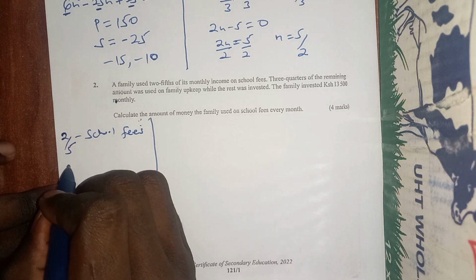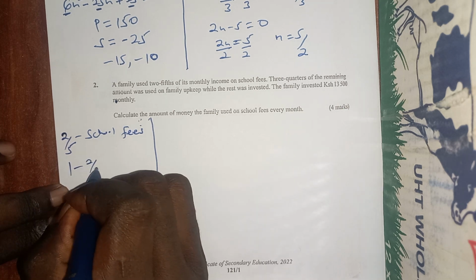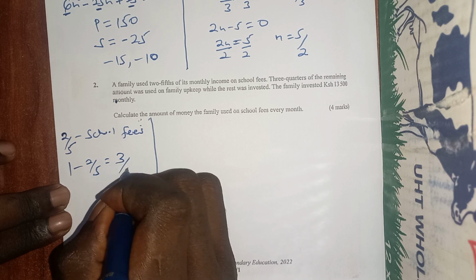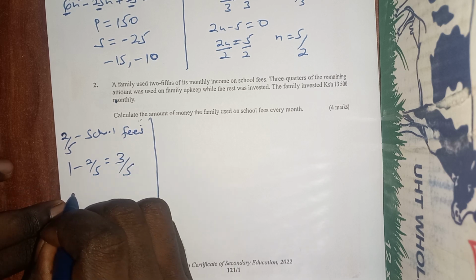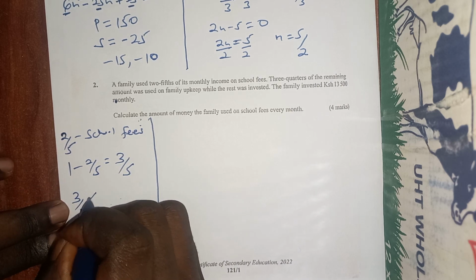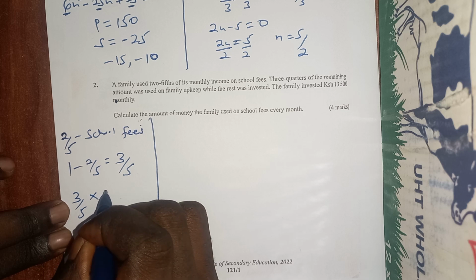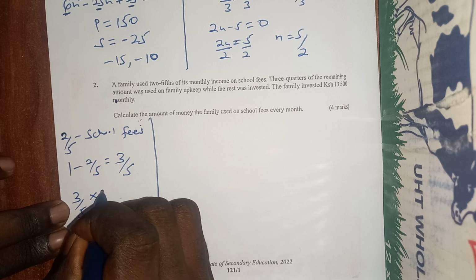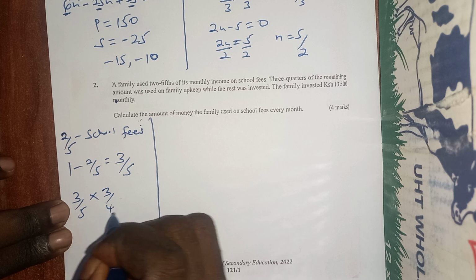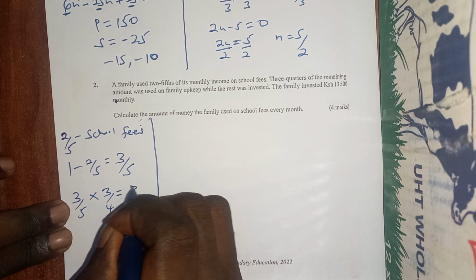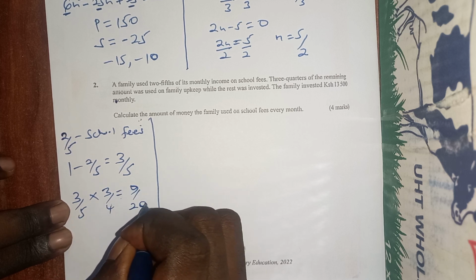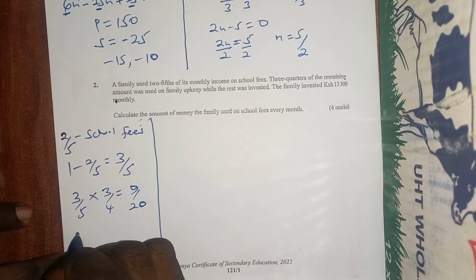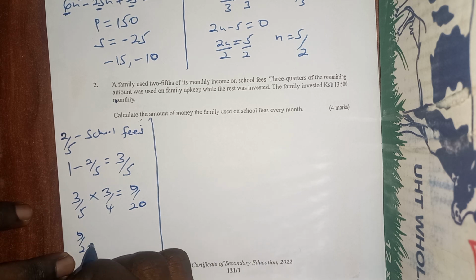The remaining amount is 1 minus 2/5, which is 3/5. This is what is remaining. So the 3/5 which is remaining, we take 3/4 of it, right? 3/4 of it, which is 9/20. Okay, so 9/20 will be spent on family upkeep.